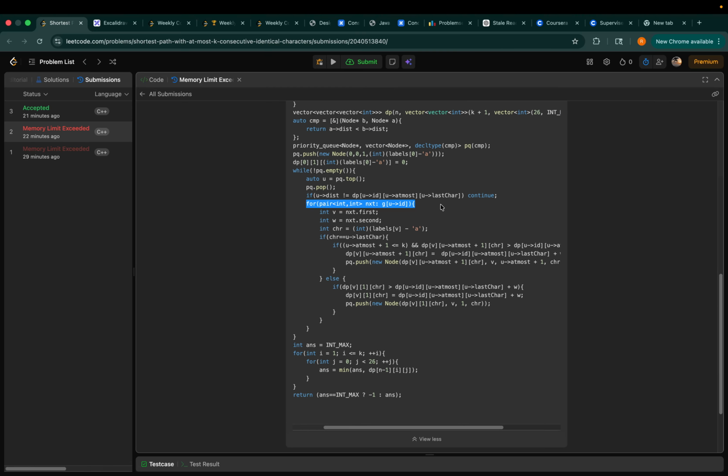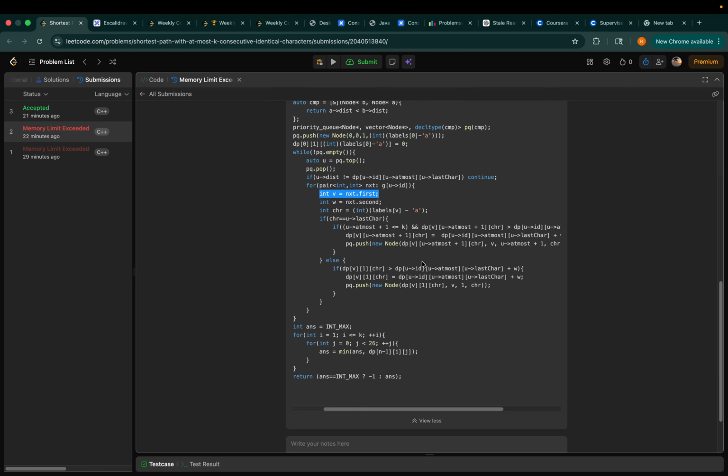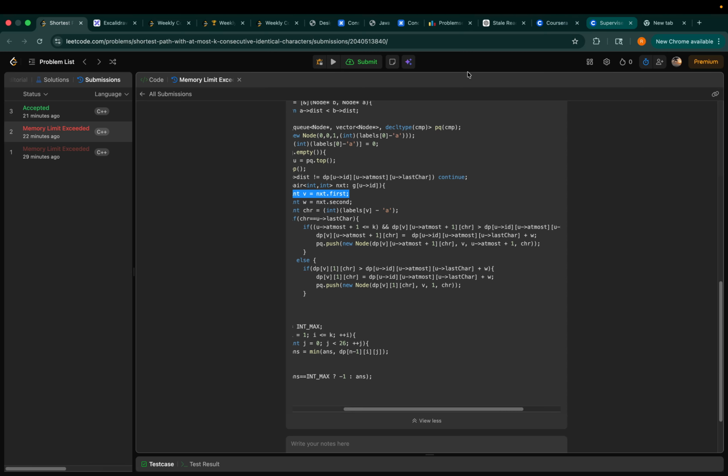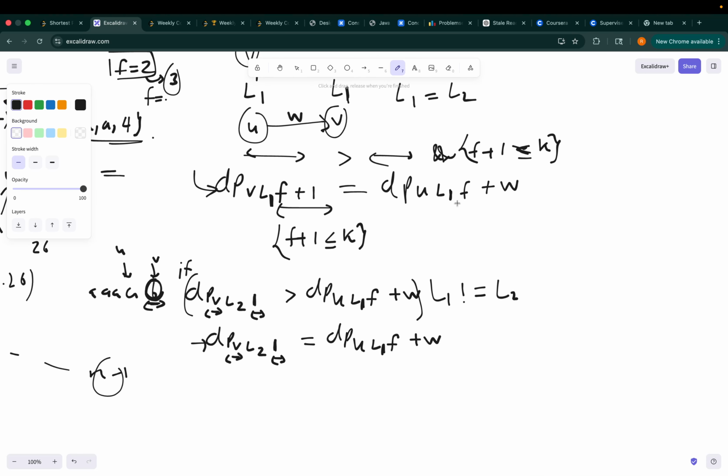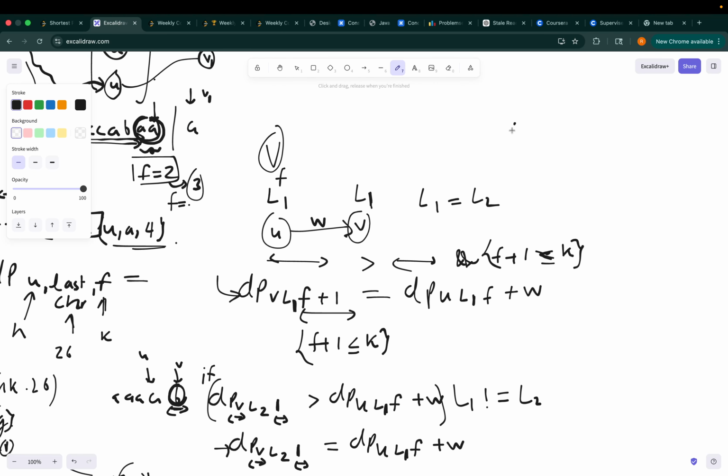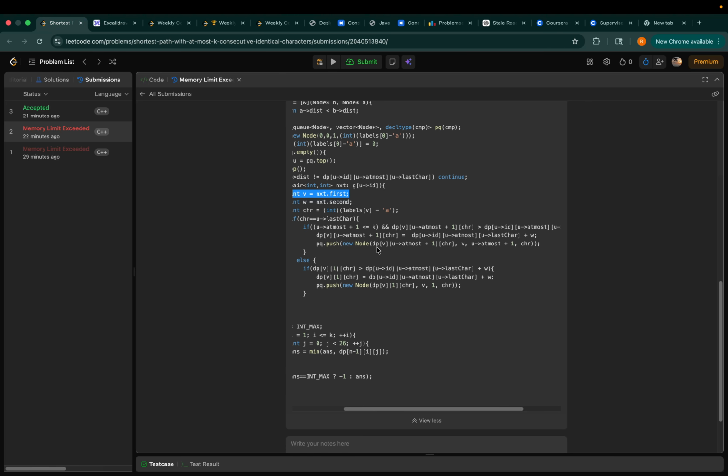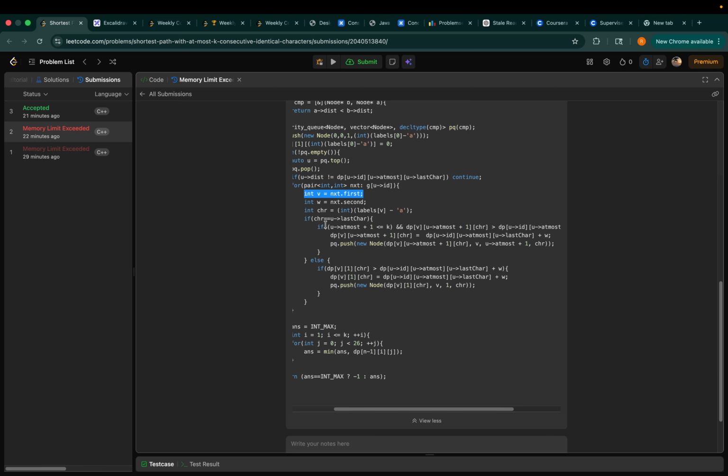And then just take the next edge, which is v. You're trying to go from u to v, and this is the condition that we discussed in our drawing. Basically this entire thing. So if your last character and your current character are equal, and check this, if it's less than k, you push it, else they're not equal, then dp of v1 that we discussed. All these conditions are what we discussed, right?